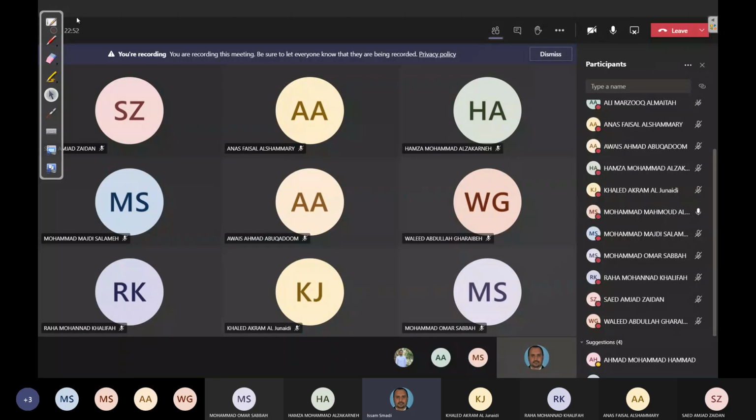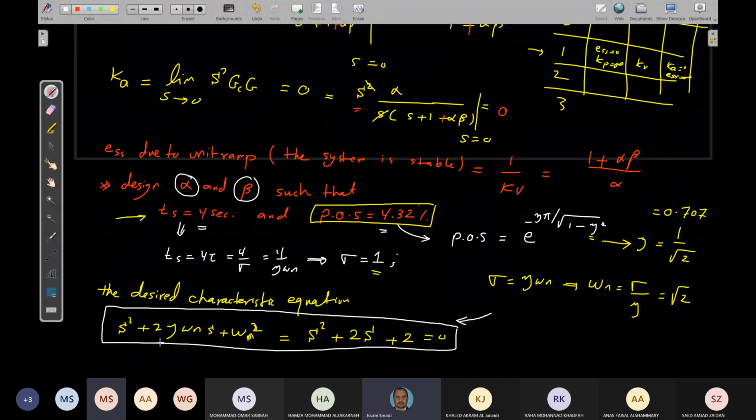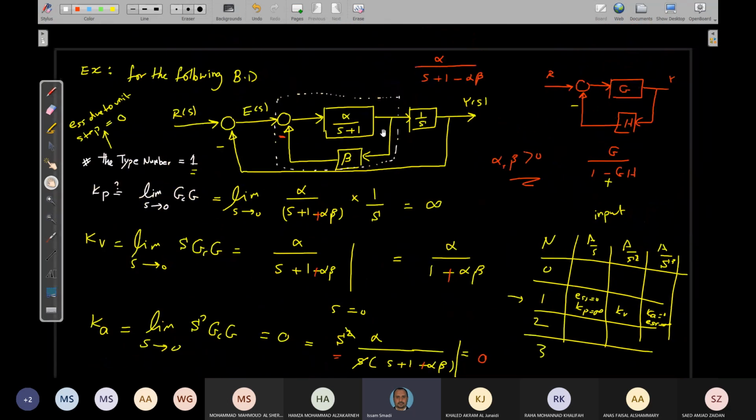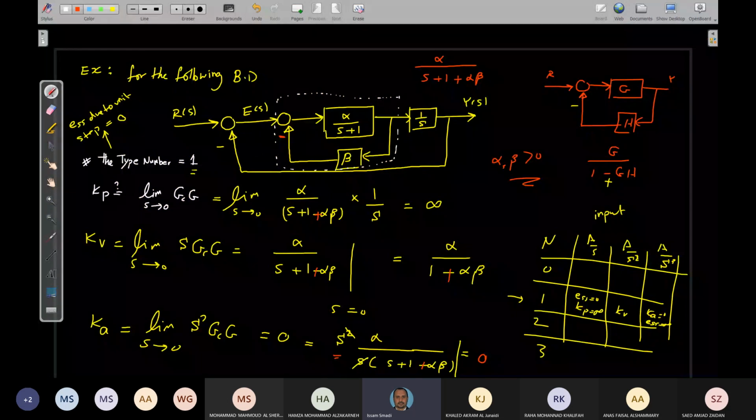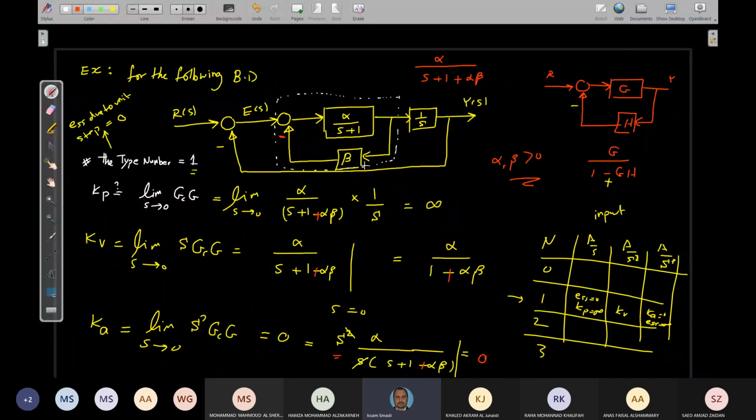Can you help me with that? I need to find alpha and beta. Now, this is the desired characteristic equation. So I need to find a characteristic equation from the block diagram. So where is the block diagram? This is the block diagram. And I think I changed the sign here, so this will be plus. So now, can you give me the closed loop transfer function for this block diagram, Muhammad?